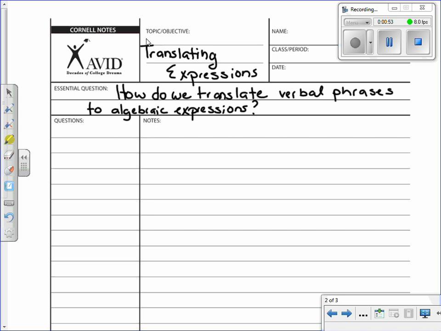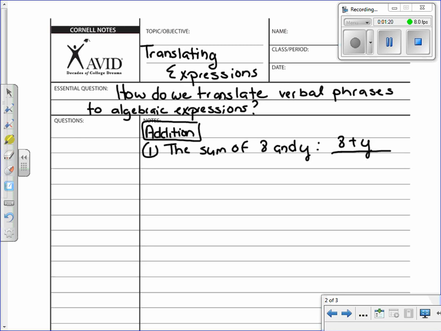Okay, the first operation we're going to discuss is addition. Example 1. The sum of 8 and y. That translates to 8 plus y. The key word here was sum.